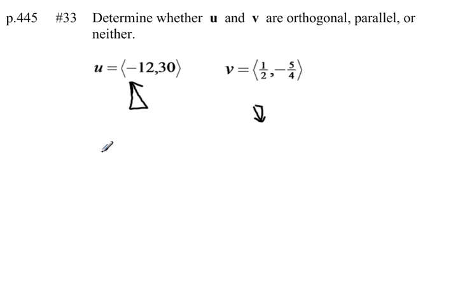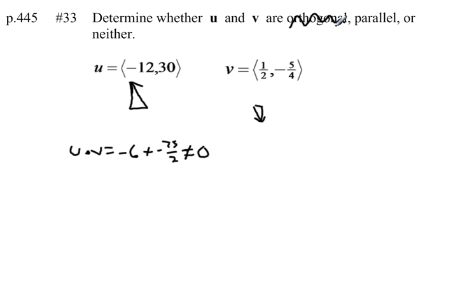is equal to 0. Now dot product u dot v we can find by multiplying the first coordinates. Negative 12 times 1/2 is negative 6, plus what we get when we multiply the second coordinates. 30 times negative 5/4, let's see here, that's going to be equal to negative 75 halves. And not sure what that's equal to, but I can see right away that that definitely does not equal 0. So u and v are not orthogonal.